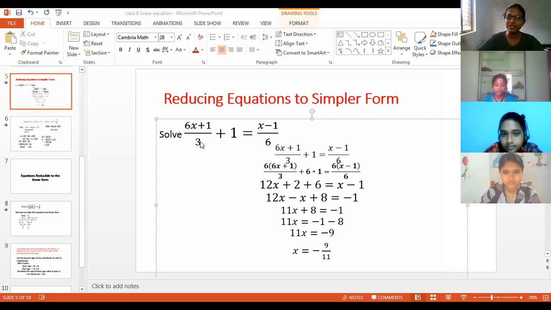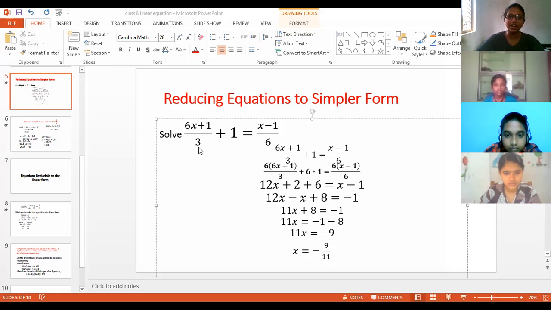For that, first we have to remove the fraction terms. First we have to check how to remove these fraction terms. For that, we consider the denominators of the fraction terms. In LHS, the denominator is 3 and in RHS, the denominator is 6.